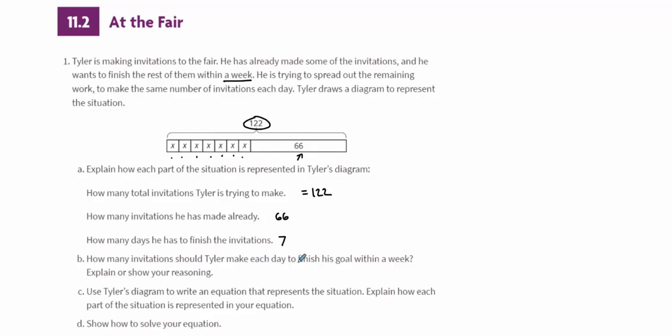Part B, how many invitations should Tyler make each day to finish his goal within a week? Explain or show your reasoning. So if we're using the tape diagram, this whole amount is 122, so if we take away 66 from the 122, we have 46 that he has to make, divided by 7 days. So 46, that's 12 minus 6 is 2. 42. So 42 divided by 7 days is equal to 6. So he needs to make 6 invitations each of these days.